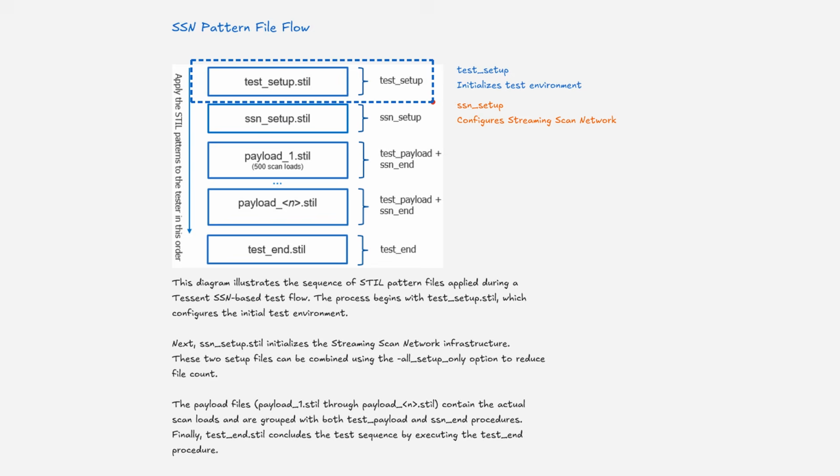The process begins with test_setup.stil, which configures the initial test environment. Next, ssn_setup.stil initializes the streaming scan network infrastructure. These two setup files can be combined using the -all_setup_only option to reduce file count. The payload files payload1.stil through payloadN.stil contain the actual scan loads and are grouped with both test payload and SSN procedures. Finally, testN.stil concludes the test sequence by executing the testN procedure.